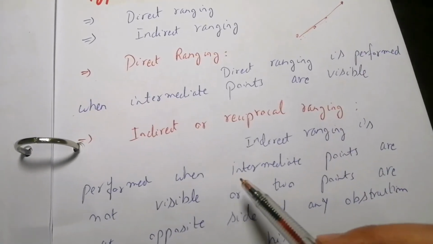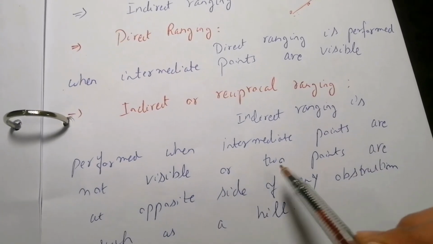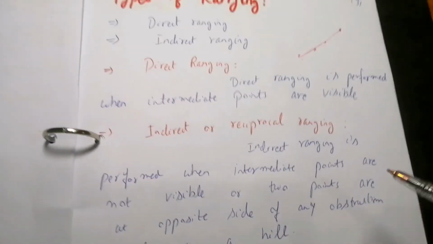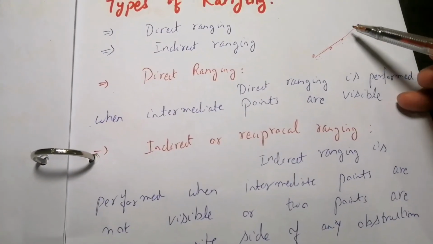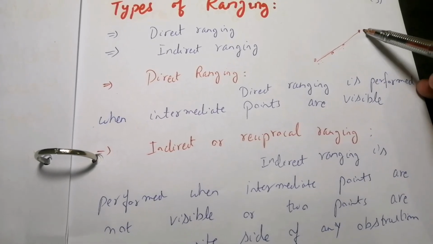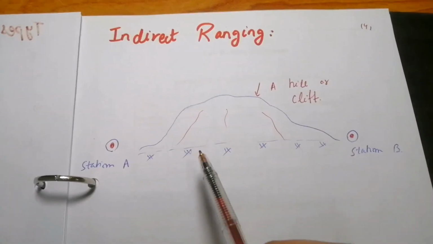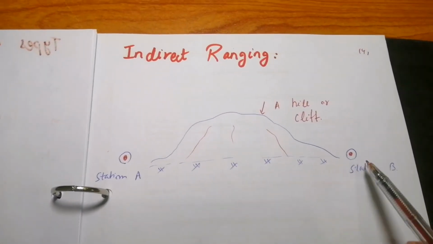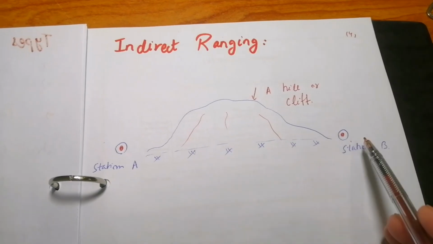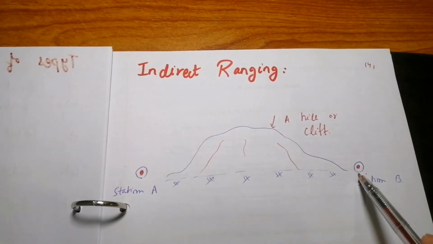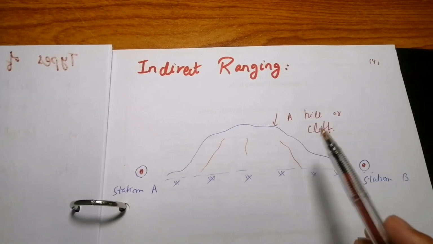Indirect ranging is performed when intermediate points are not visible or the 2 points are on opposite sides of an obstruction such as a hill. When there is a hill and you cannot see the opposite point, it is called indirect ranging. For example, this is station A and this is station B. You want to measure the distance between 2 points, but a person standing here cannot look at this point. So how would you do that? This is called indirect ranging.